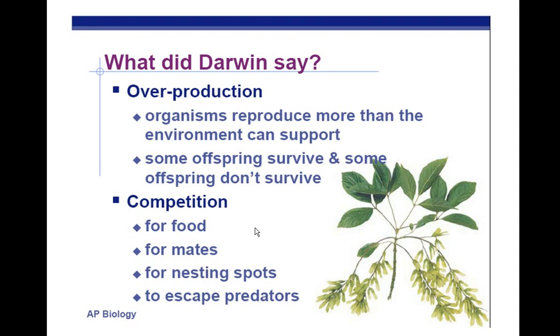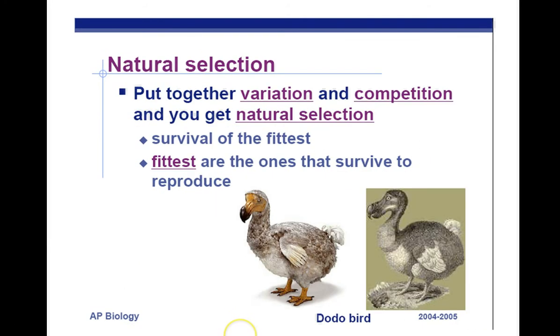Those that can get those resources are better adapted to survive in their environment, and pass on the genes that allowed them to get to the resources, and those that don't are less successful in passing on those genes. So you put together variation and competition, and you get yourself natural selection. Natural selection is nature selecting for the traits that best promote survival or reproduction in the environment. It's also called survival of the fittest.